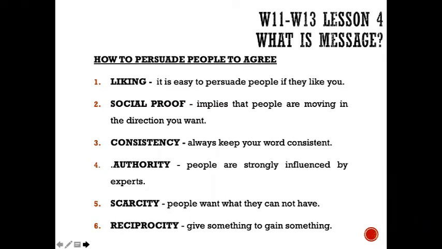Next, we have authority. When we talk about authority, people are strongly influenced by experts. So you will believe more the person who is more knowledgeable about certain matters rather than someone who is simply suggesting opinions but does not know anything about the topic. For example, vaccines. Will you listen to someone who created the vaccine or experimented on it, or someone who doesn't even know anything about a vaccine? Most of the time we agree with and listen to people who we think are experts in those topics.